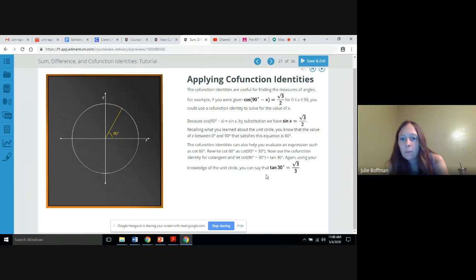And then they just give you another example here. It says, what if you have cotangent? Well, hold on. The cofunction identities can also help you evaluate an expression such as cotangent 60. You could rewrite 60 as 90 minus 30, right? And then we know that cotangent 90 minus 30, 30 is in place of x, or a if you're using your formula chart. So then that would be just the same as tangent 30, which from the unit circle, you would have to rationalize it, but it would end up being square root of 3 over 3.